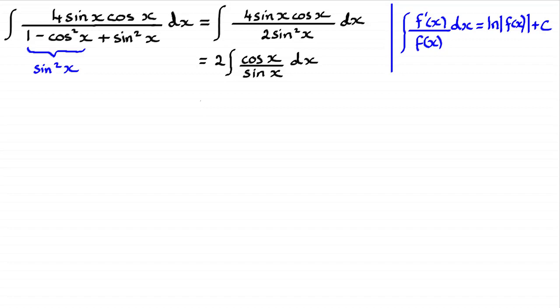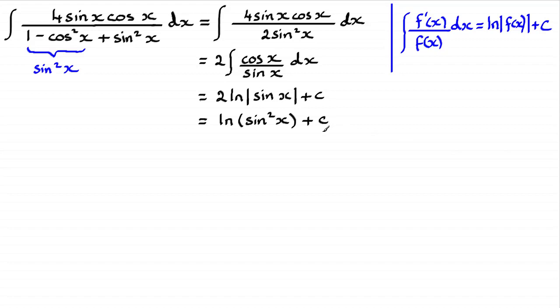And so if you do that, you're going to get this equaling 2 times the natural log of the modulus of sine x, plus the constant of integration, c. Now you could leave it like this, or you might want to use the power rule for logs. That is, that we can take this 2 up as a power, sine squared x. Sine of x all squared is the same as sine squared x, okay? And if we write that, we get this result here.